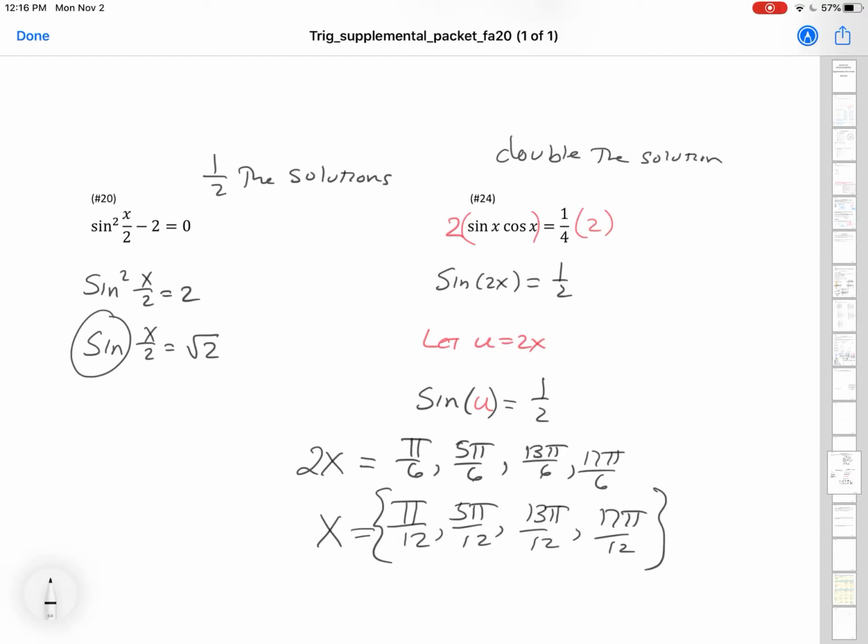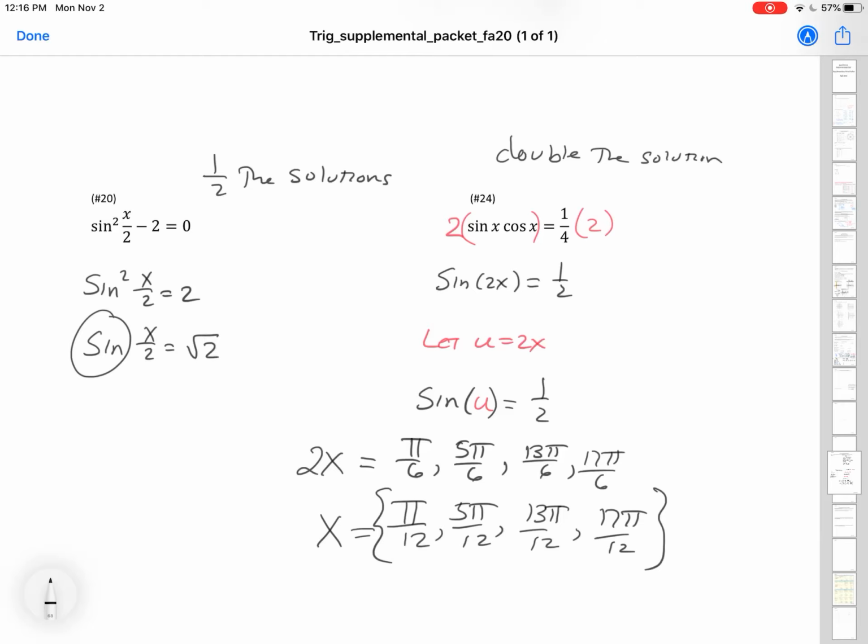If I go one more out and add 4 pi to this, if I had another 12 pi over 6 to what I had with the 13 pi over 6, I'm going to get farther out. I'm going to have 25 pi over 6, which would be 25 pi over 12. And you can see that happen.